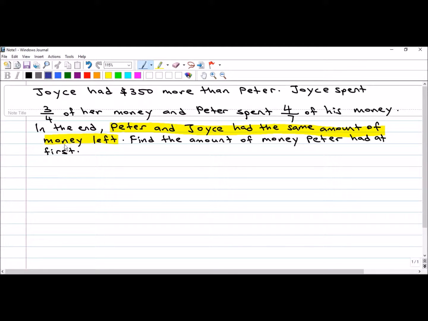Joyce spent 3/4 of her money, so 1 whole minus 3/4, I have 1/4. This is the amount of money left for Joyce, in terms of fraction. Now for Peter, I take 1 whole minus 4 out of 7, and 3 out of 7 is left, and this is the amount of money Peter had left in terms of fraction.